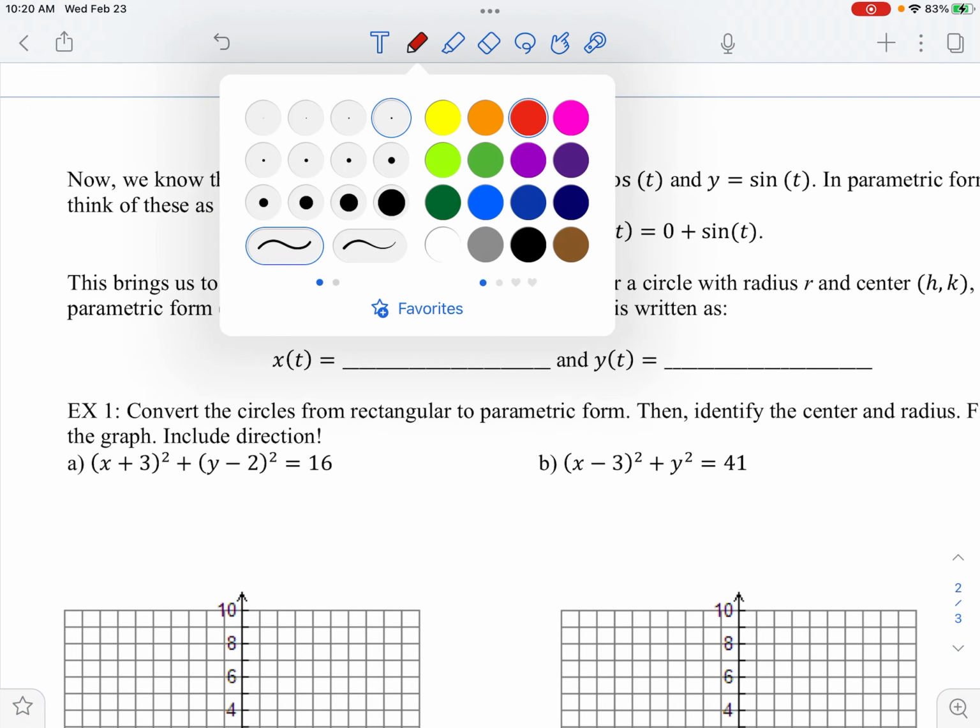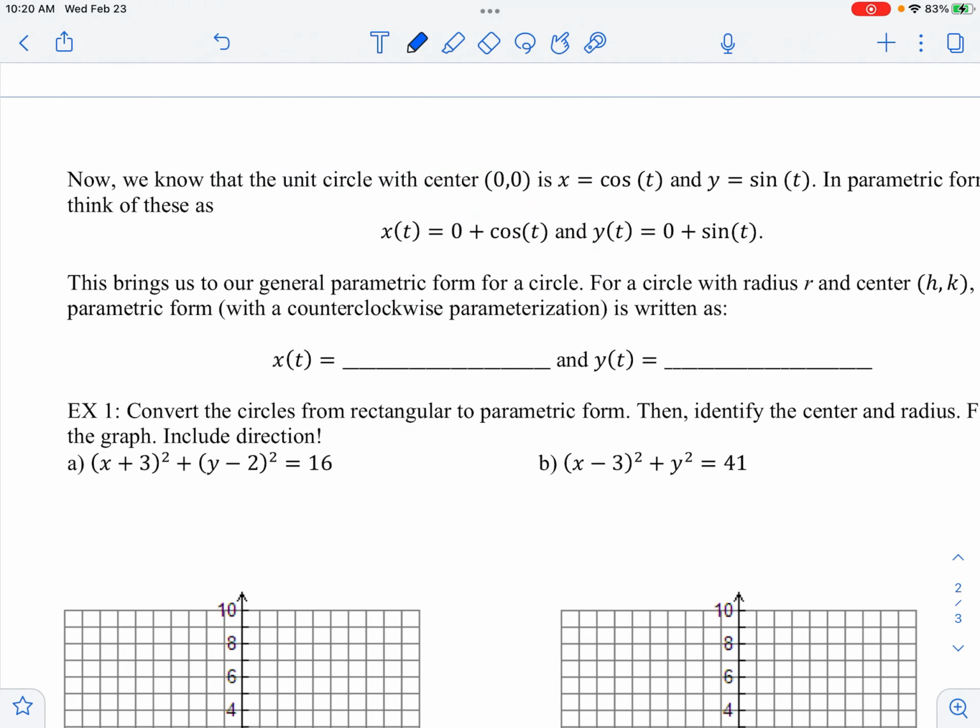is written as, since it's counterclockwise, we're going to do cosine first. So h is first, whatever your center is, and then k would be with this over here. And then it's plus whatever your radius is, cosine of t. And this one is k plus whatever your radius is, sine of t. And that is going to be your two equations. So notice that, once again, cosine is always with x and sine is always with y for everything that we're doing. So we're going to have counterclockwise direction.